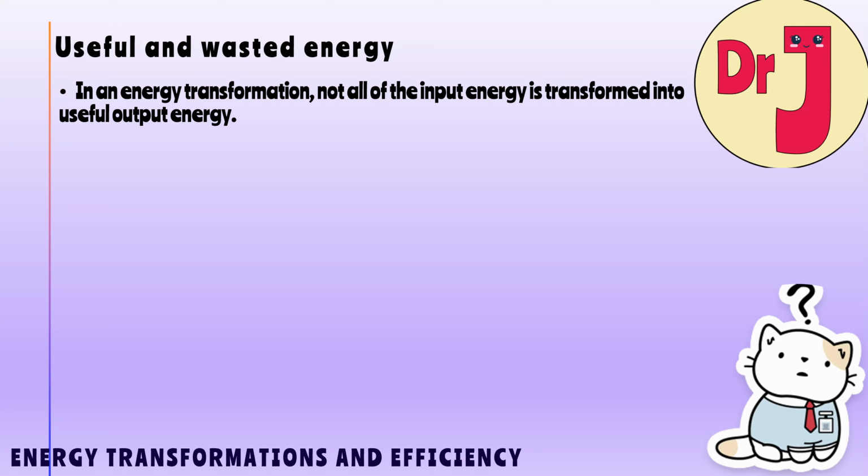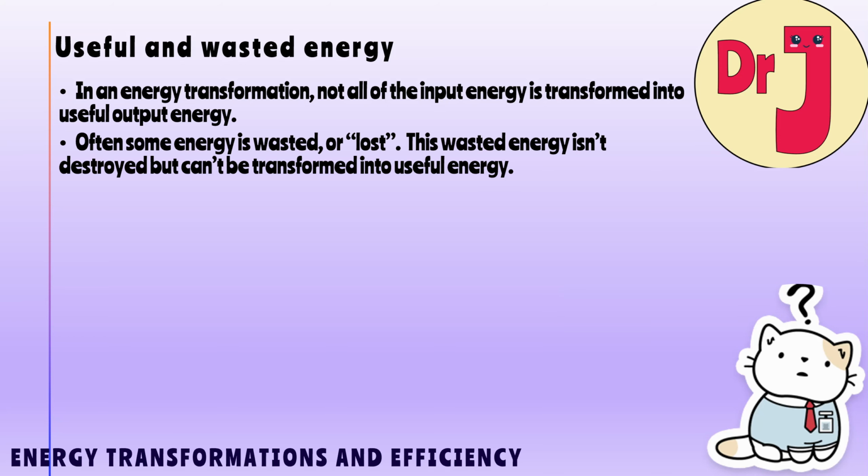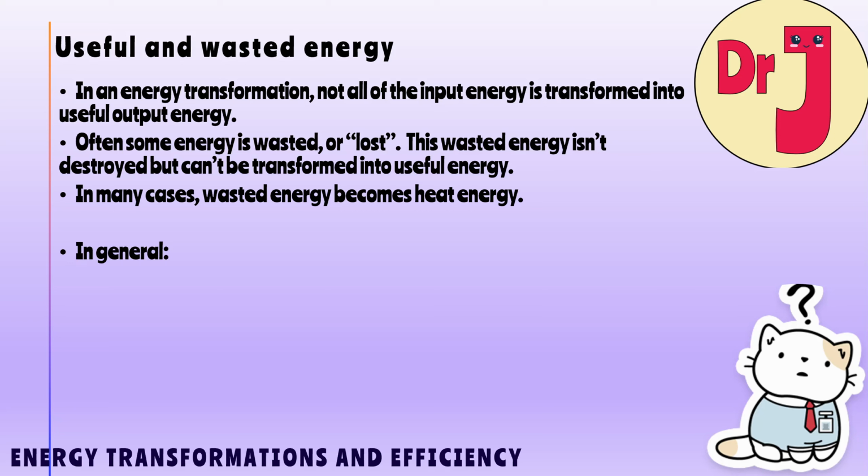It becomes kinetic energy, and that's through her being on the bike. Useful and wasted energy. In an energy transformation, in most cases, not all of the input energy can be transformed into useful output energy. Some of that energy gets wasted. Sometimes we say it gets lost. This wasted energy isn't destroyed. It's still there, but you can't transform it into useful energy. A lot of the time, this wasted energy becomes heat energy.